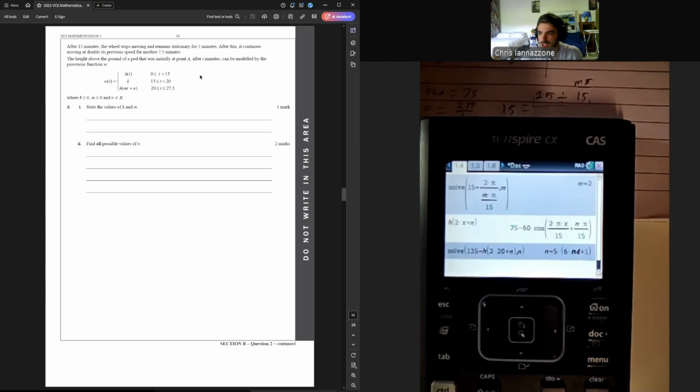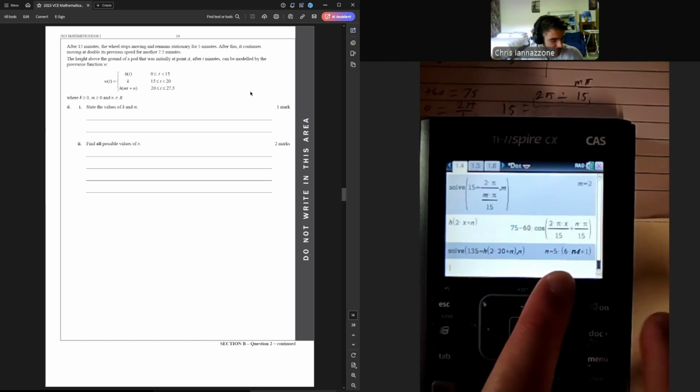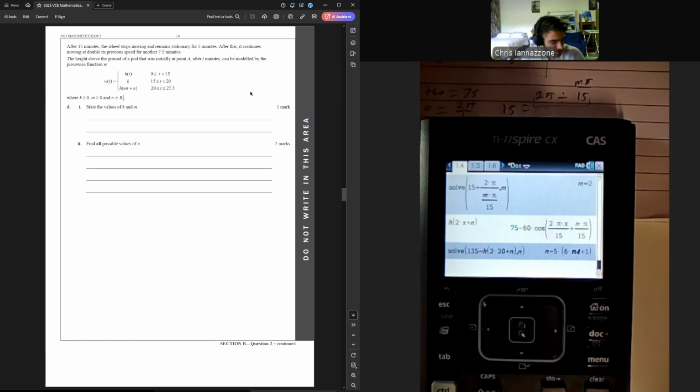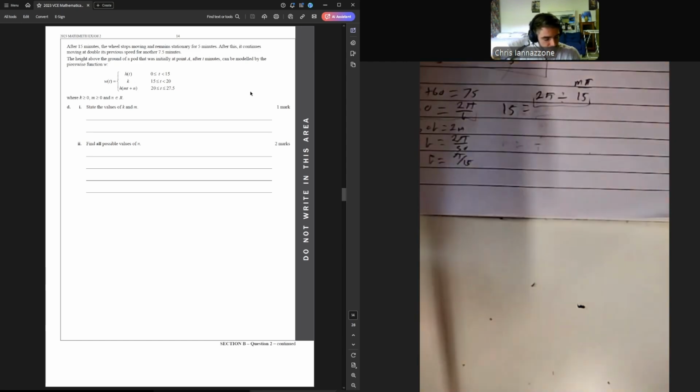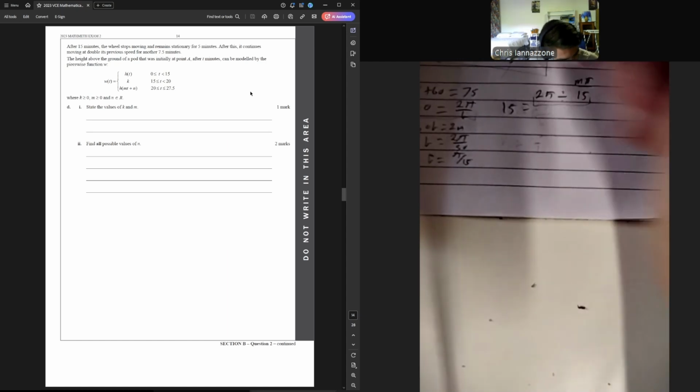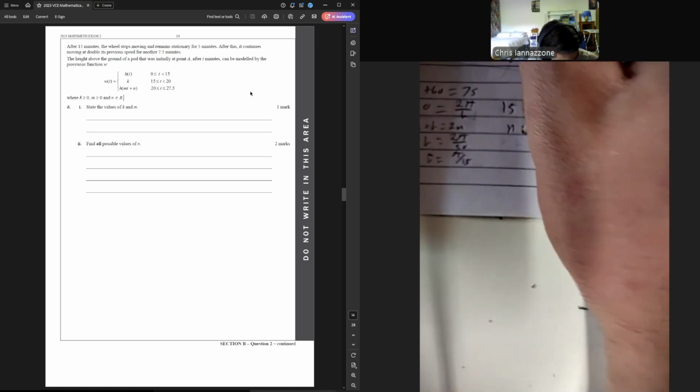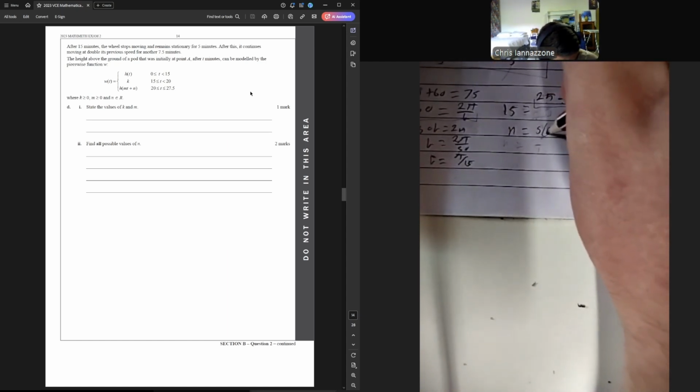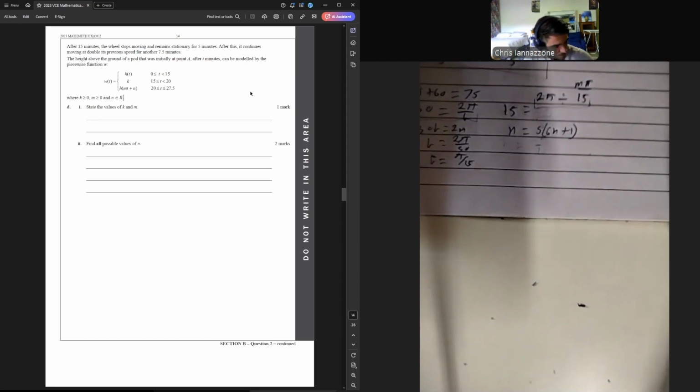We're looking for all the possible values of n. If we quickly double check, we see that n can be an element of all real, which means we can very safely say that n is equal to 5 times 6n plus 1, right? You would just give exactly that. You wouldn't say n4, though. You would just replace that with n. So as a final answer, you might write n is equal to 5 bracket 6n plus 1. You could expand that out if you want. Leaving it factorized is fine as well.